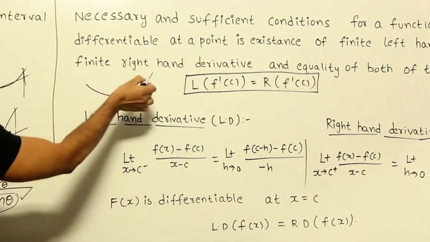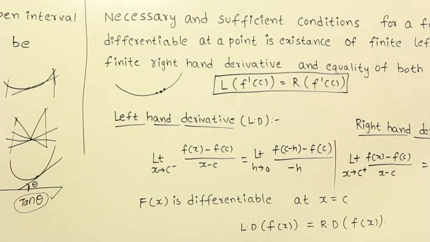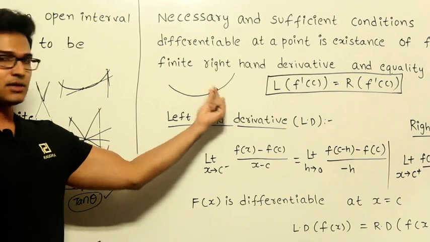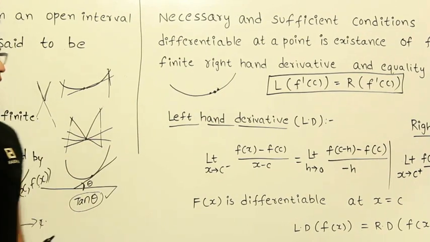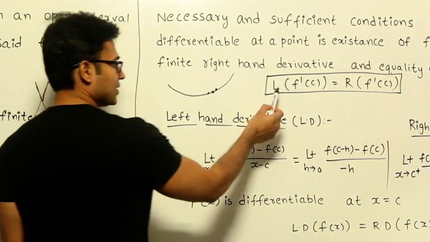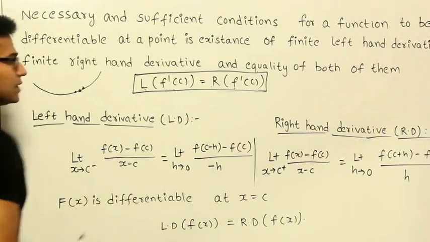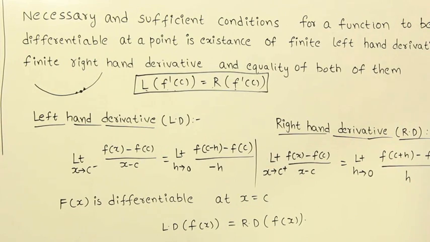Now if all these three tangents are going to be the same, or all of them are going to have almost the same slope, then we can say that it is going to have a unique tangent at that point with a unique slope, right? So that is the meaning of it, which means the left side derivative and the right side derivative, both of them have to be equal, right?